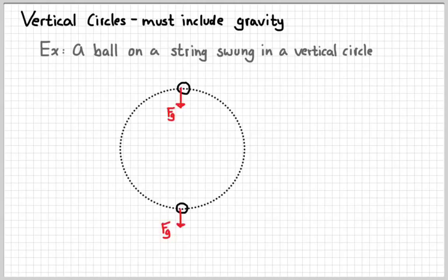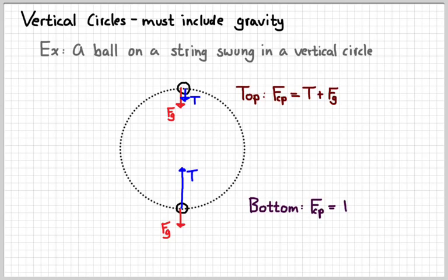We have to remember that gravity always acts downward. Now at the top of the circle, tension will also be downward. The center of the circle is downward from the top. And so the centripetal force would be tension plus gravity. At the top, gravity is helping it turn in a circle. At the bottom, tension will be directed upward, and it's going to be much larger. And our centripetal force would be tension minus gravity.